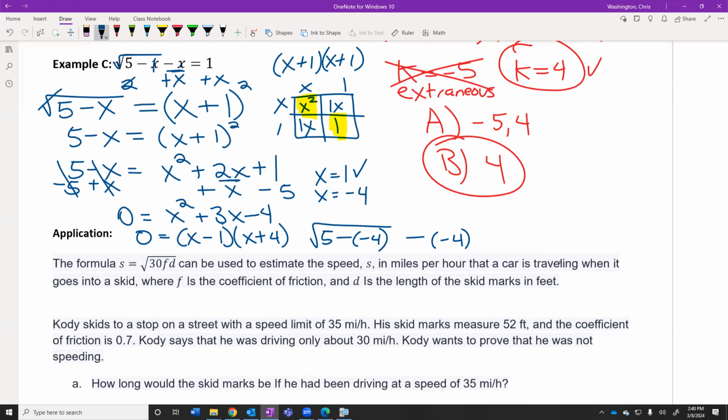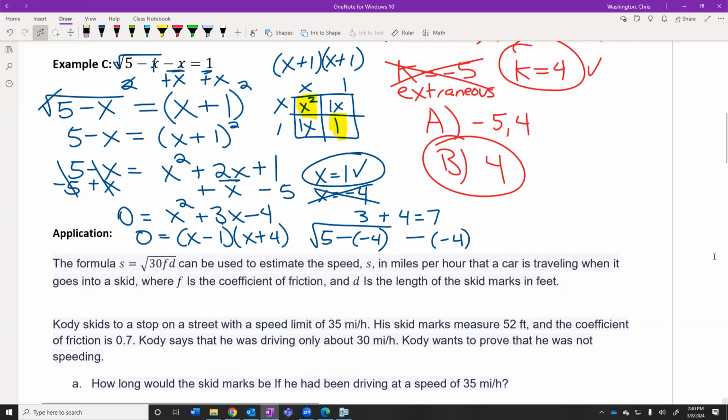The left side, 5 minus negative 4 is 9. The square root of 9 is 3, and minus a negative 4 is plus 4, and 3 plus 4 is 7. Does 7 equal 1? No. So x equals negative 4 would be an extraneous solution. X equals negative 4 would be extraneous.